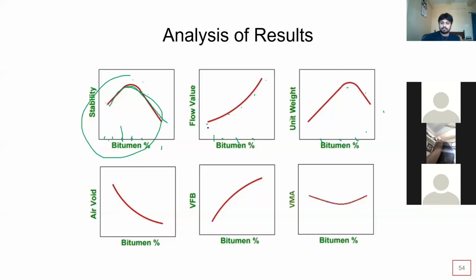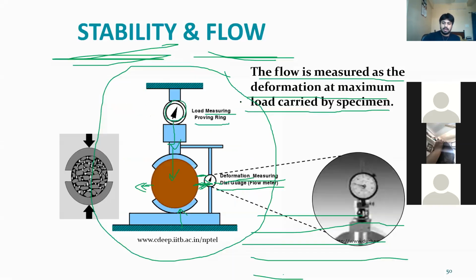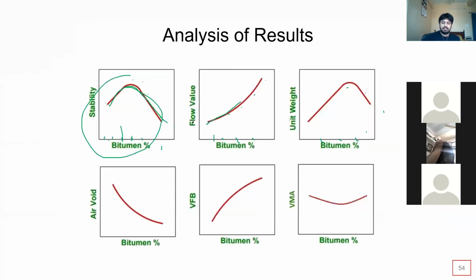Similarly, flow: the more bitumen you add, flow means deformation. So the more bitumen there is, it will get deformed more. So as the bitumen percentage keeps increasing, the flow will keep increasing.